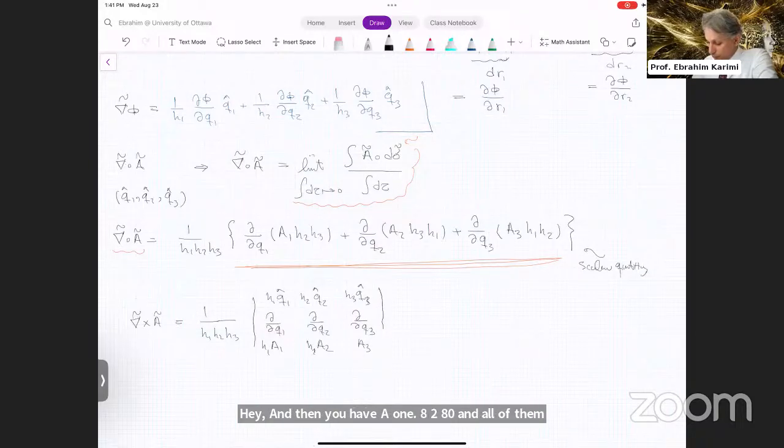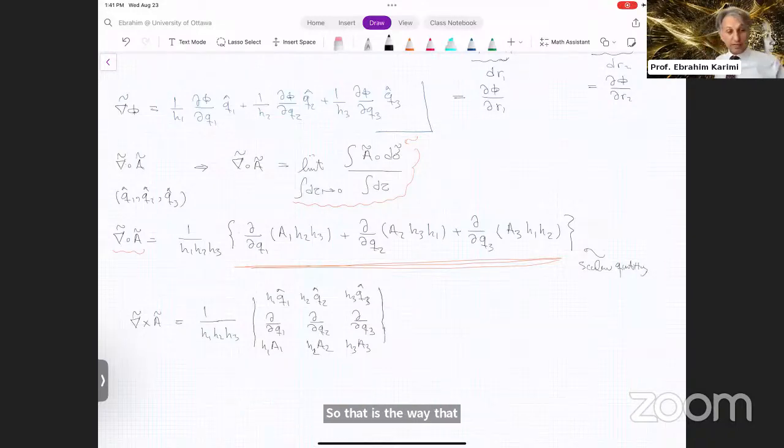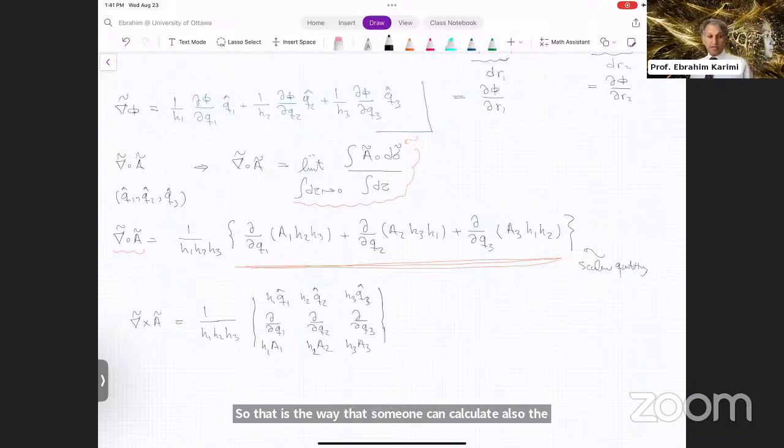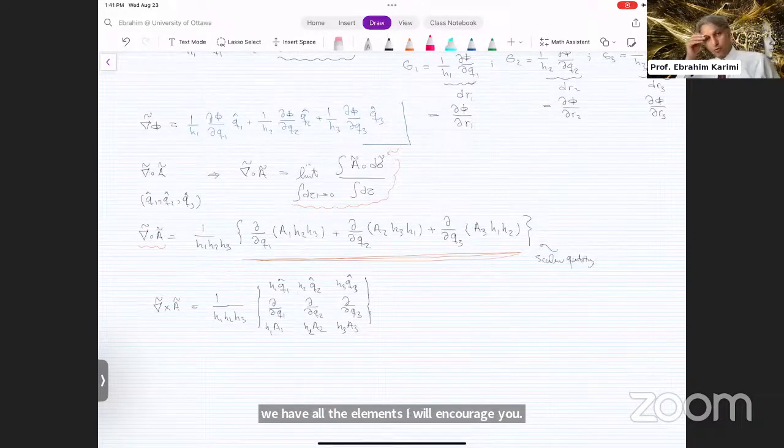So this will be H1, H2, and H3. That is the way that someone can also calculate the curl in a curvilinear space. Okay, so far I think we have all the elements. I will encourage you, in the same way that I proved it for the Cartesian coordinate, to do the calculation for this. In the interest of time, I could do it for you right away, but I encourage you to do it yourself.